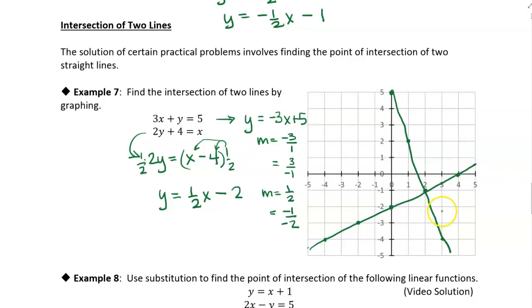So you can see now we actually found it. This is the point where those two lines intersect. And what is that point? The point of intersection: the x value is 2, and the y value is negative 1. So that's our point of intersection.